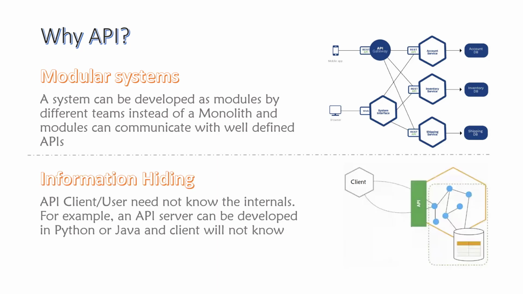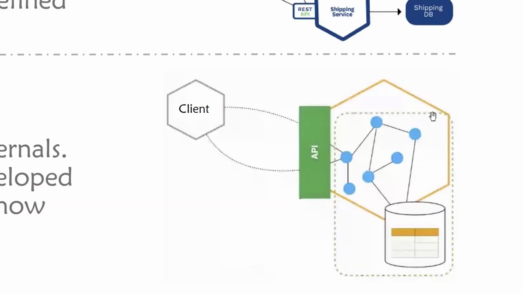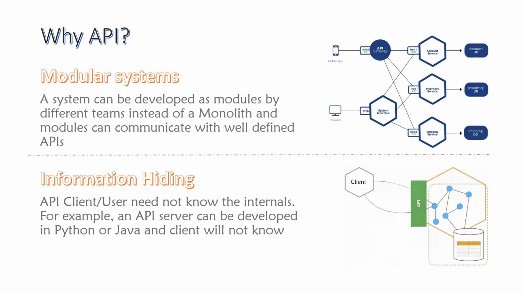And one more reason why people use APIs is information hiding. Suppose you have a system which fetches and provides some data to a client. The client need not bother how the API is implemented. He just calls the API and gets the response. The information on how the API is implemented need not be known to the client. That means the API can be implemented in Java or Python, the database can be Postgres or Oracle, or the data can be fetched using some other credentials. The client need not know that. So one more major factor to use APIs is information hiding.